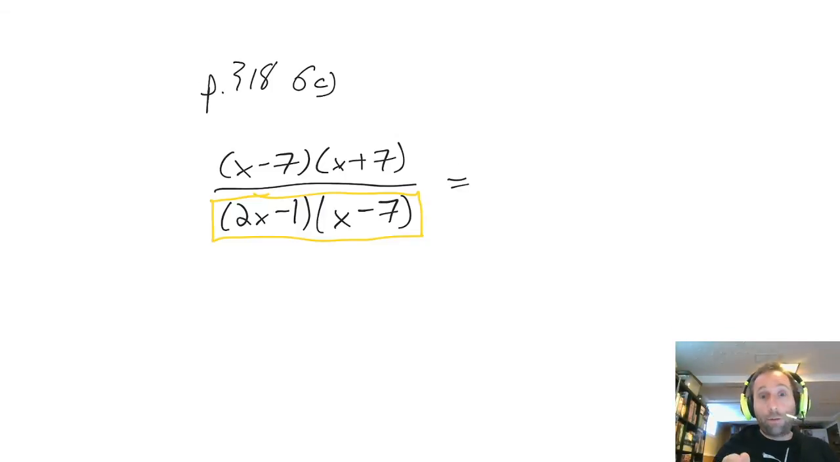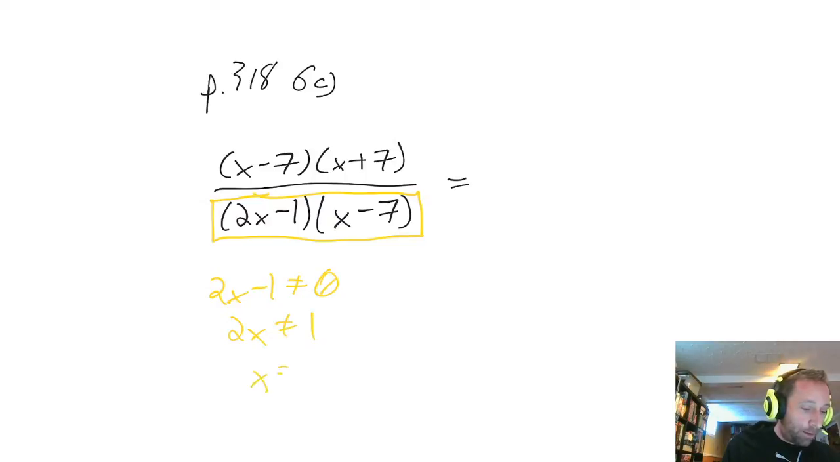So I'm going to want to look for factors that are in the denominator. So I have 2x subtract 1. If 2x subtract 1 was equal to 0, we would have division by 0, so we have to ensure that does not happen. That means 2x cannot be equal to 1, and therefore x cannot be equal to 1/2. The other factor in the denominator is x minus 7. I want to make sure that x minus 7 is not equal to 0, because if it was, we would have division by 0. So I want to make sure that x is not equal to 7. So those are going to be my non-permissible values.